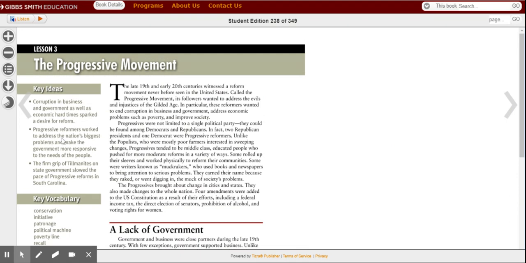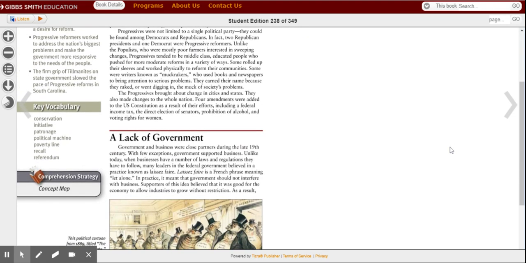Progressive reformers worked to address the nation's biggest problems, and a firm grip of Tillmanites on state government slowed the pace of progressive reform in South Carolina. So a little bit more of the same.